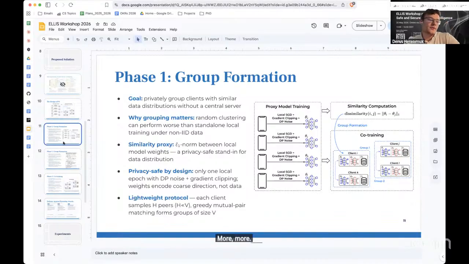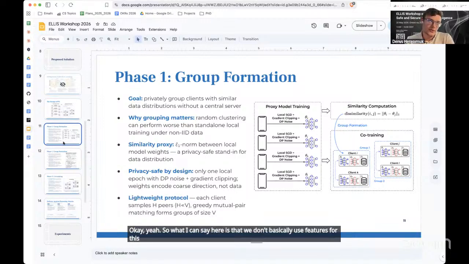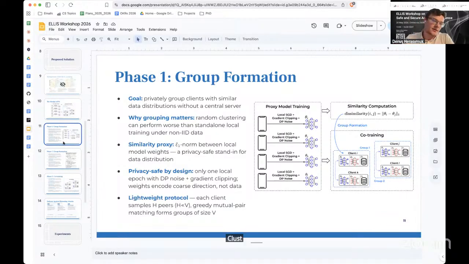More improved features. Okay, yeah. So what I can say here is that we don't basically use features for this clustering. We use model weights. We don't share data for clustering, so our clustering also satisfies privacy constraints.